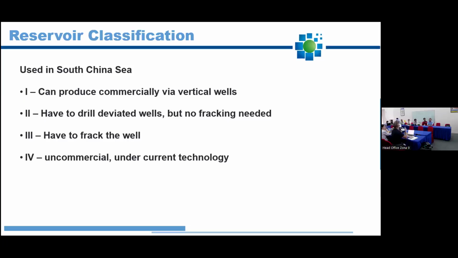So that is why for each area, you cannot just tell me it's type 1, type 2. For different areas, type 1, type 2 could be different. You will have to create a standard for each area, of how good the reservoir has to be for me to produce or develop the well by a vertical well.